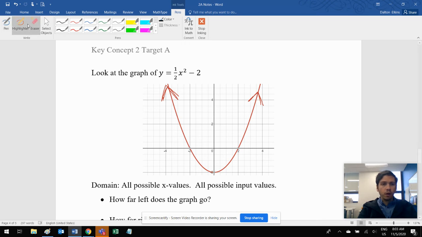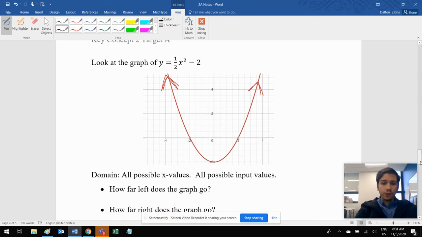We want to know what are all the possible inputs. When I think of this function, the thing that you substitute in is the x value. So the x values are what gets put in. The y value is what comes out after you square the x value, multiply it by 1/2, and then subtract 2. So in order to figure out all the possible x values, let's ask ourselves two questions. How far left does the graph go? And then how far right does the graph go?